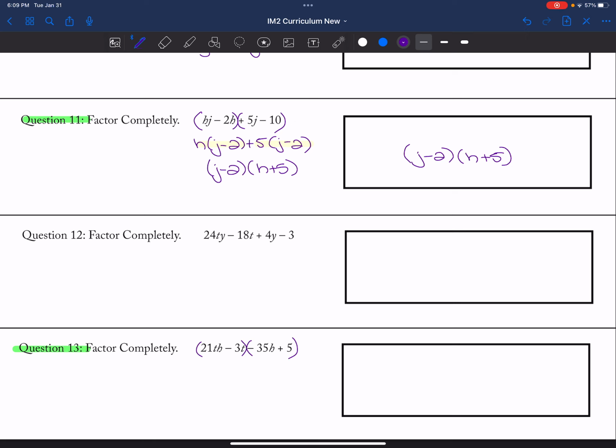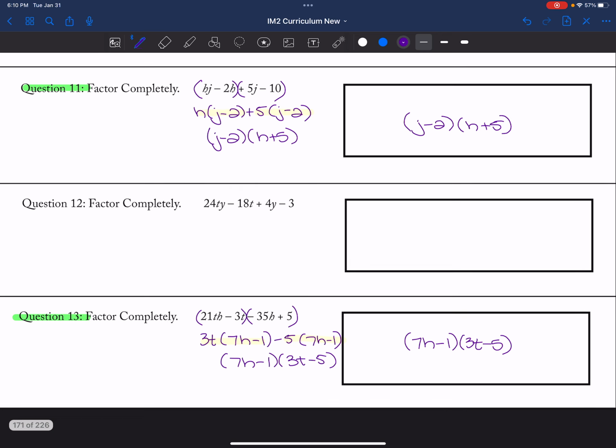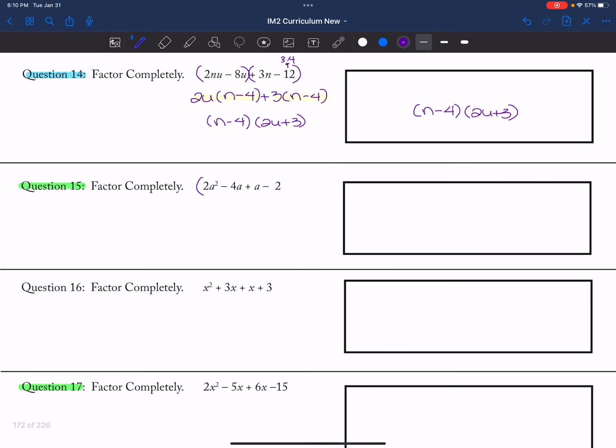Let's see. So I have a 3T, so that leaves me with a 7H minus 1. And then a minus 5 would leave me with a 7H minus 1. So then common between my two terms, oops, my highlight did not go all the way across, is a 7H minus 1, and I'm left with a 3T minus 5. So I have 7H minus 1 and a 3T minus 5. Okay, so that's 13. 15.